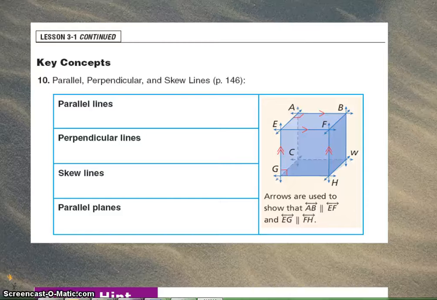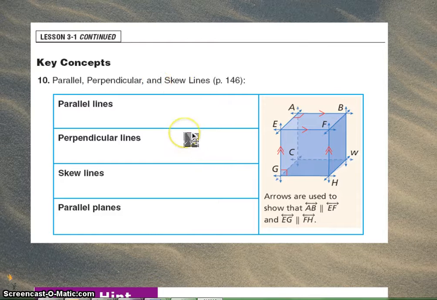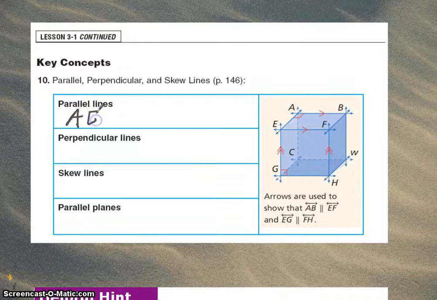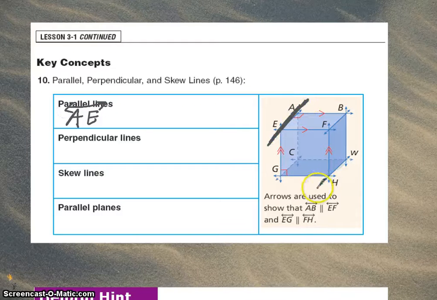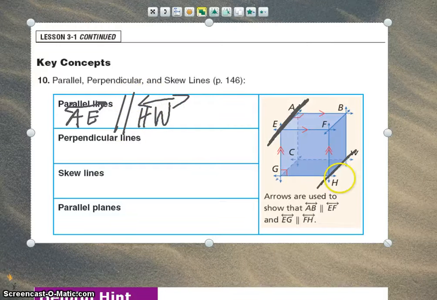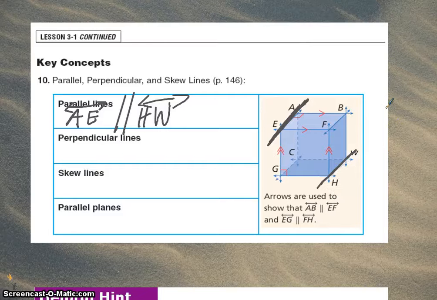Okay, so this is just about the vocabulary parallel, perpendicular, and skew lines. Now, parallel and perpendicular we know well. Parallel lines are lines on the same plane that do not intersect. If we look at this picture, line AE is parallel to HW, which is a little strange. But they are on the same plane, if we look at the plane that cuts diagonally through the square, and they are parallel because they'll never meet no matter what. If we squish the box, they never meet.